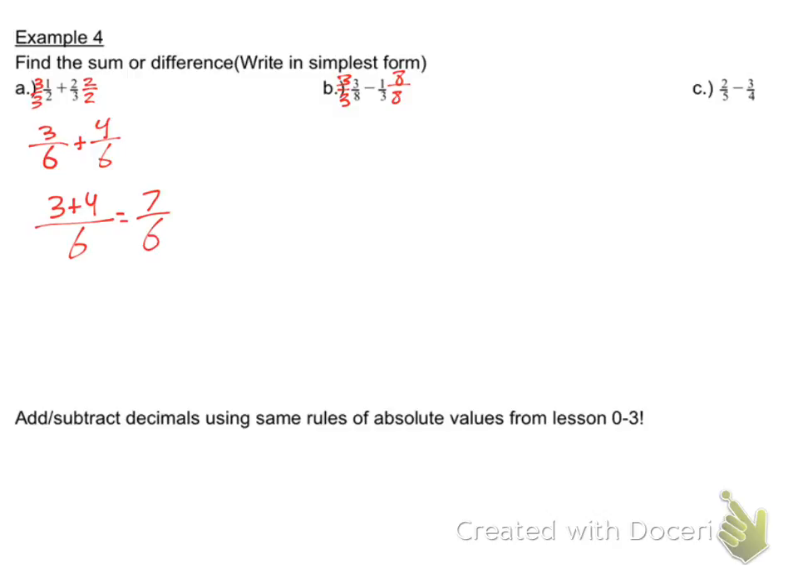3 times 3 over 3 times 8. That's what we engineered it to be, minus over 24. And 9 minus 8? 1. And can I reduce 1 over 24? Negative. So, any questions? How about 2/3 minus 3/4?